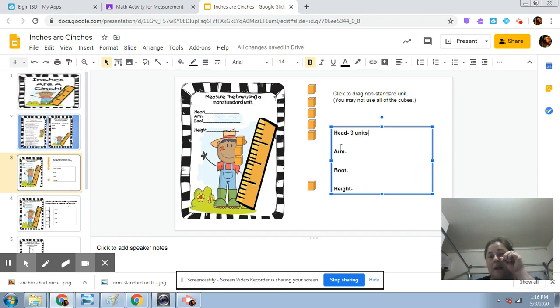Now, if you are using something else, like let's say a penny, let's say it took 2 pennies, right? Then you can have those conversations. Oh, wait a minute, it only took 2 pennies. What does that mean? The pennies are larger than the cubes that we're using here.